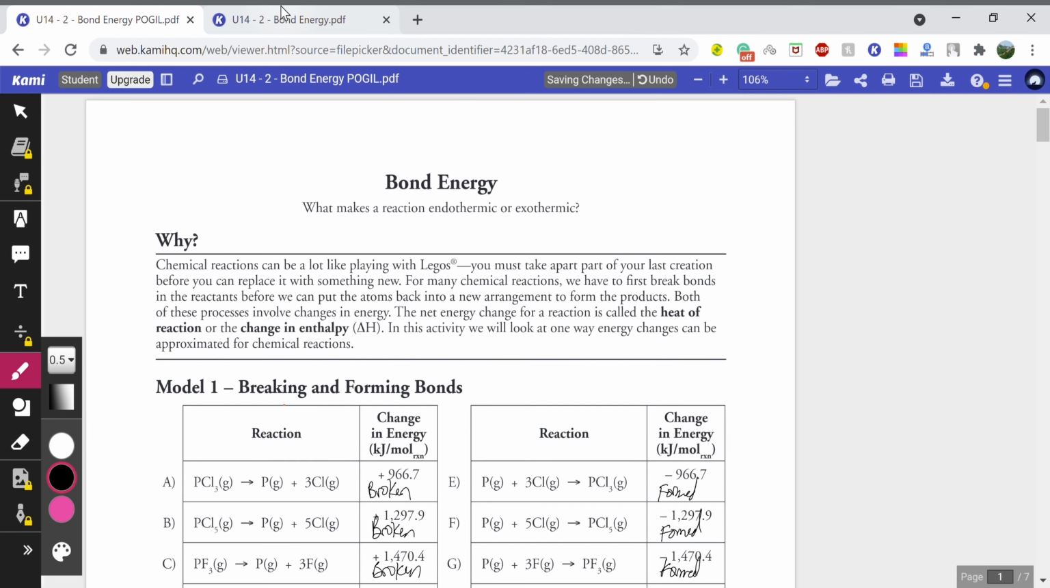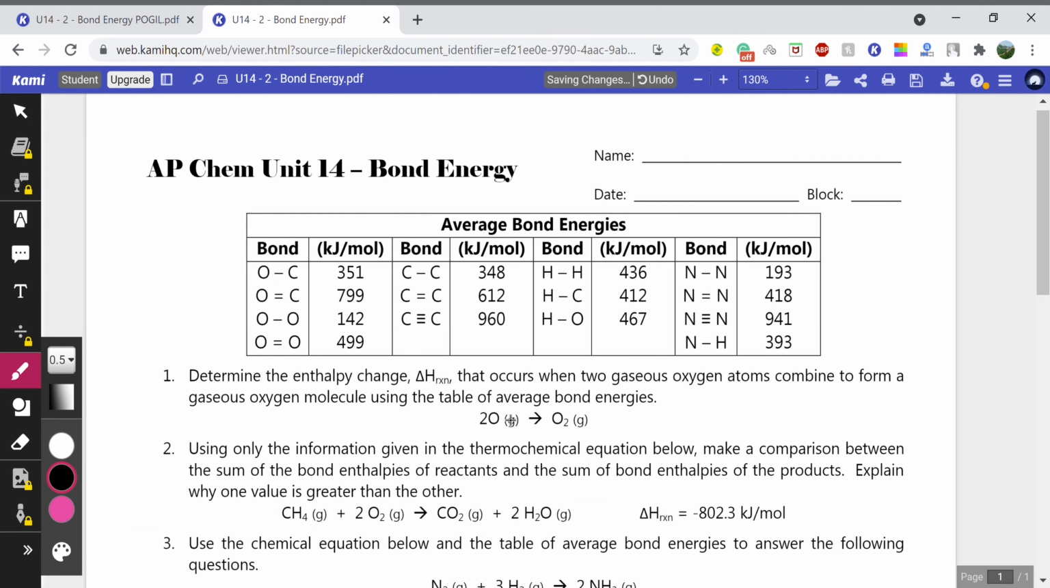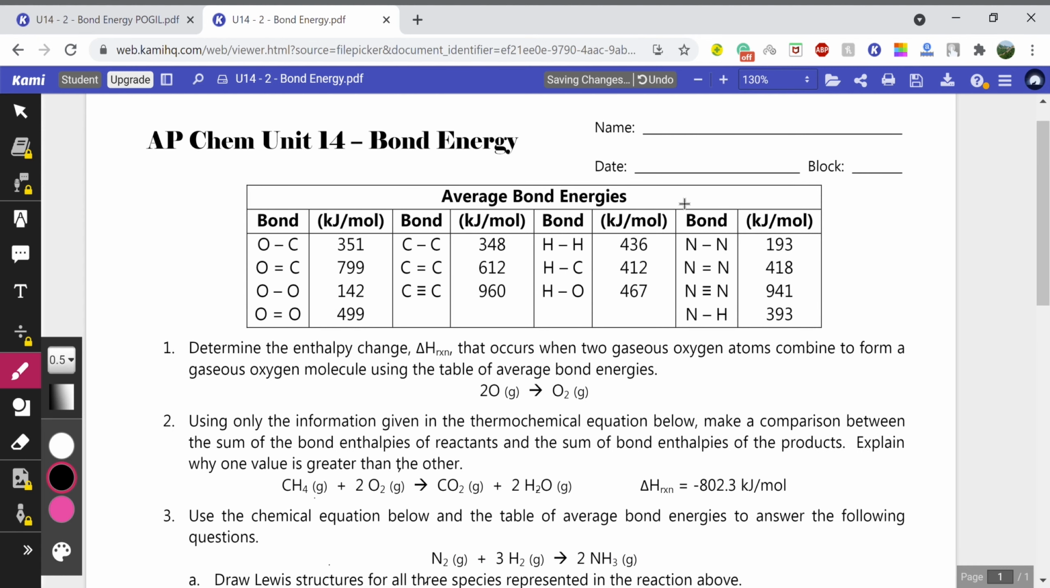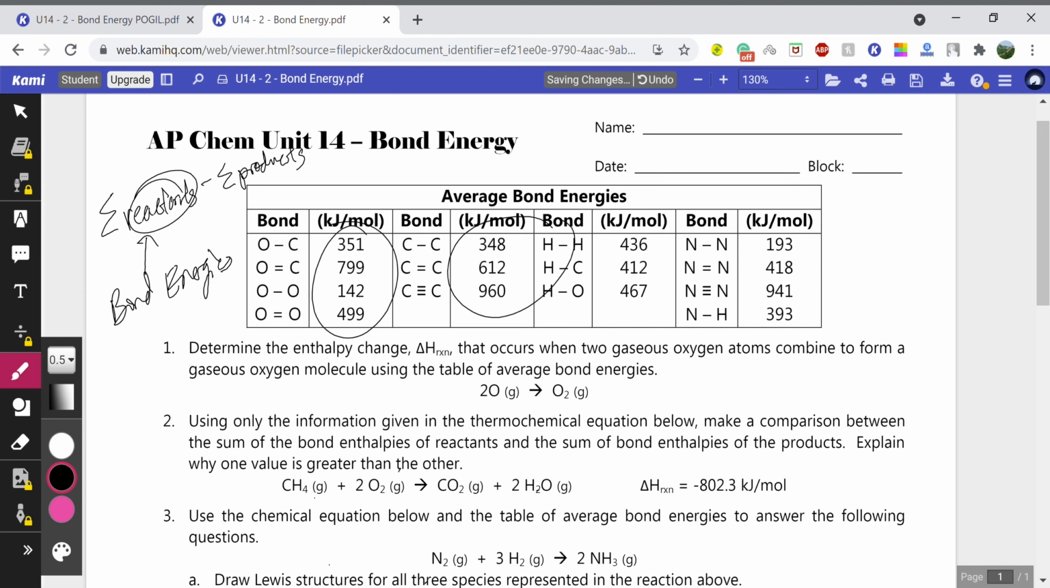Alright, now let's look at some practice problems. You're always going to be given the bond energies to work with. Now determine the enthalpy change. Let me quickly show you how to find enthalpy change. It is always going to be the sum of the reactants minus the sum of the products. This is for bond energies. When we're working with bond energies, we do reactants minus products, and you'll find the reactants using the numbers over here, and the same goes for products.